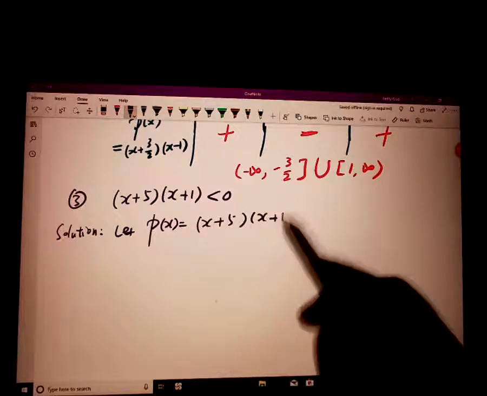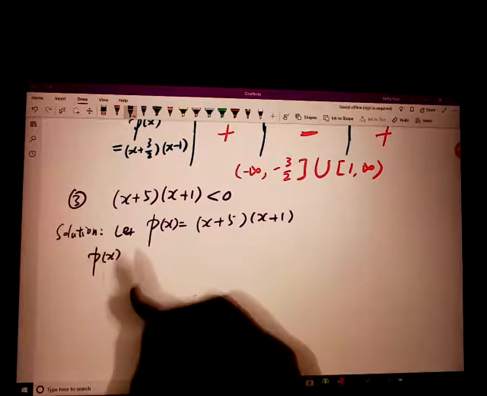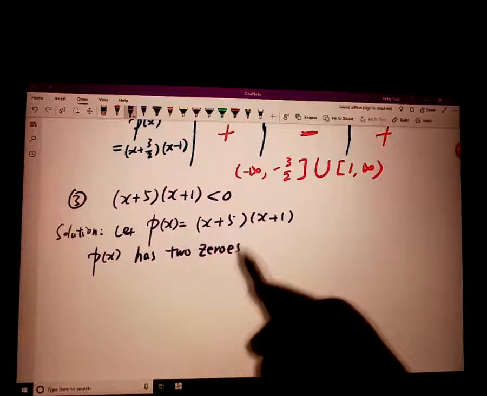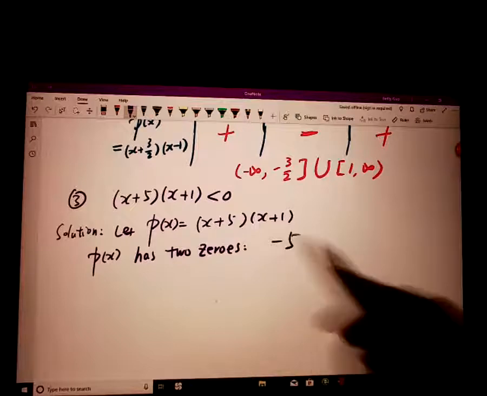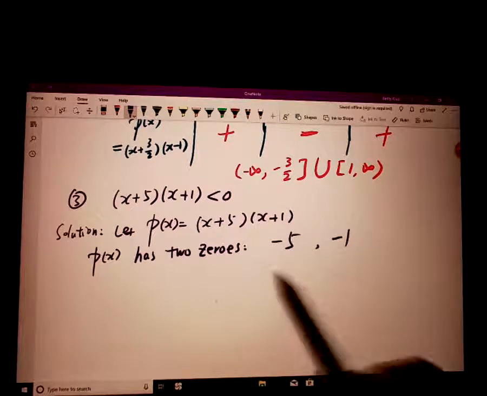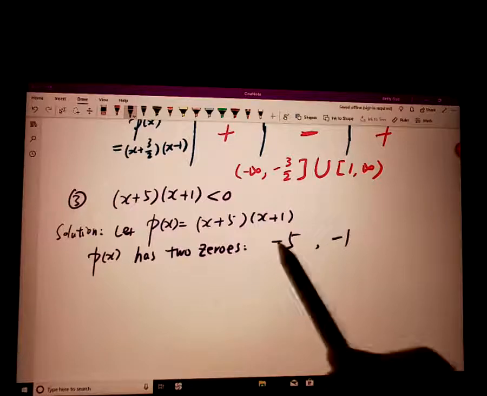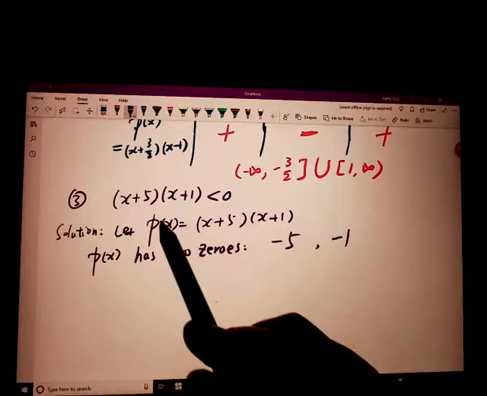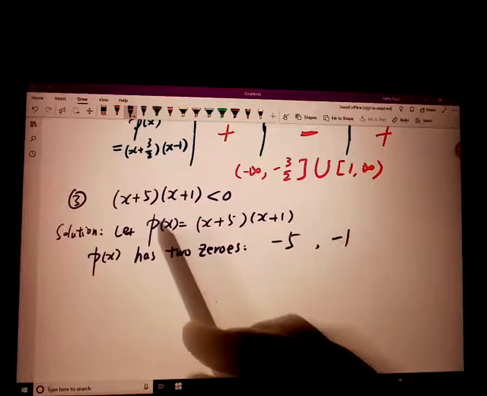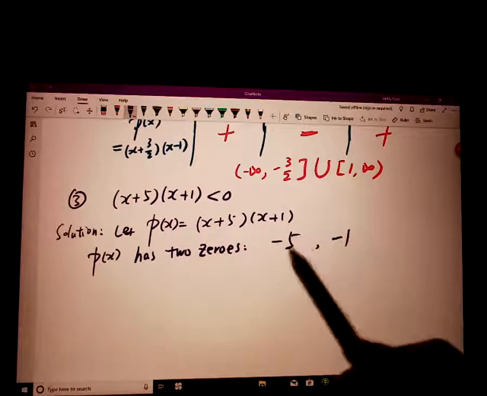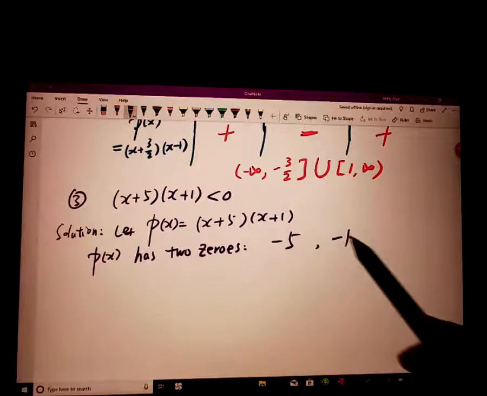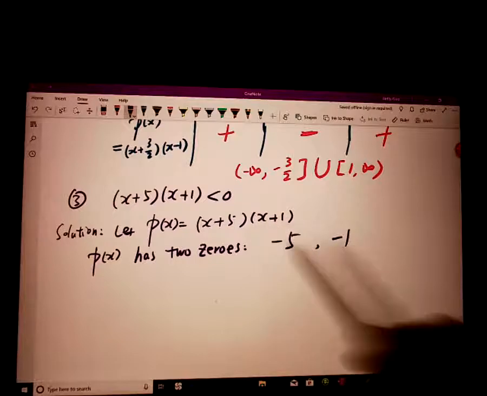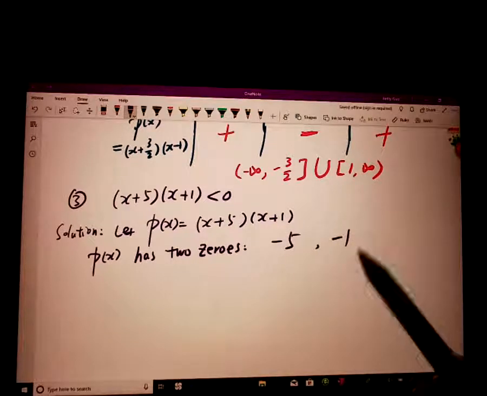This function has two zeros. The two zeros are negative 5 and negative 1. You understand what a zero is, right? When you plug in x equals negative 5 here, the corresponding y value is 0. So negative 5 is a zero of the function. Same thing, negative 1: plug in here, the corresponding y value is 0. So it has two zeros.